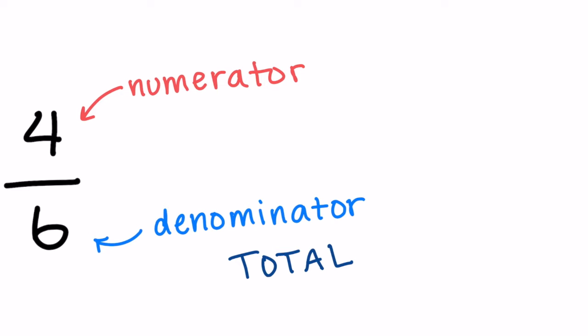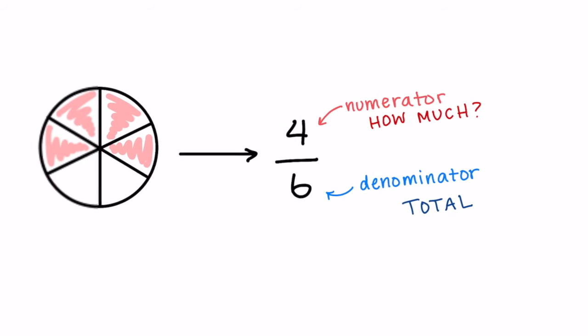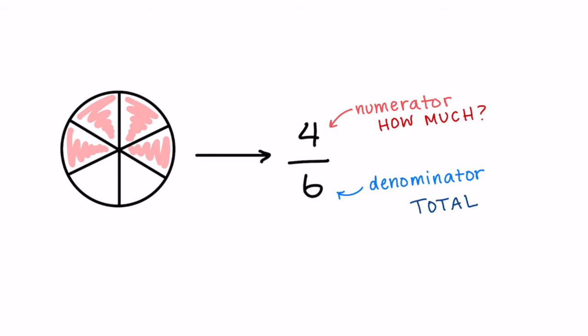All right, let's move on to the numerator. This number goes on top, and it tells you how much you're taking or using or counting. In our situation, 4 people wanted to eat cake. So, our numerator would be 4, because 4 pieces out of the 6 total were taken. So now we've officially written a fraction.